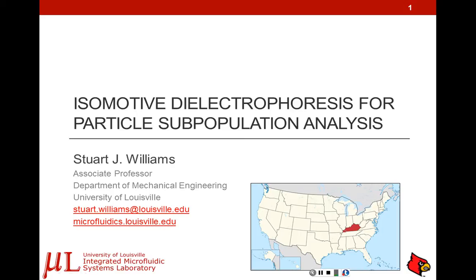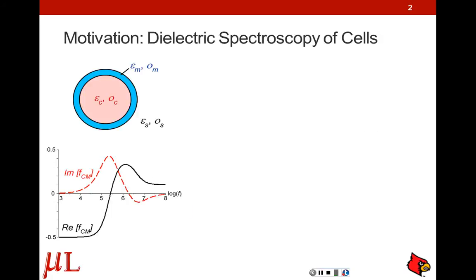Today I'm going to talk to you about a technique that our group is developing, which we term isomotive dielectrophoresis. The purpose of this platform is to conduct analysis of individual particles and a population of particles such that we can identify differences in their dielectric properties between them. Each particle and cell can be composed of different entities that would provide a dielectric signature.